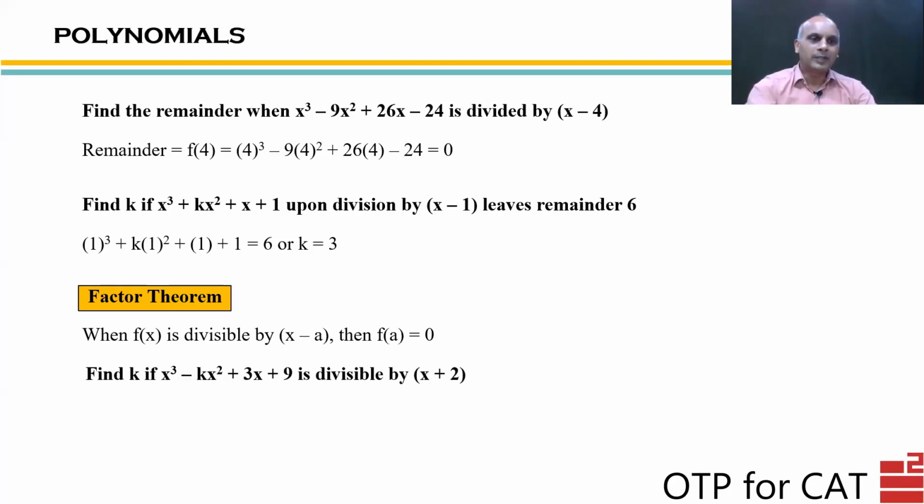I have to find a value of k in this question. It's a similar question now. Now my a is minus 2 because x plus 2 equal to 0 gives me x is equal to negative 2. Putting it in the function and equating to 0 gives me the value of k as minus 5 by 4.